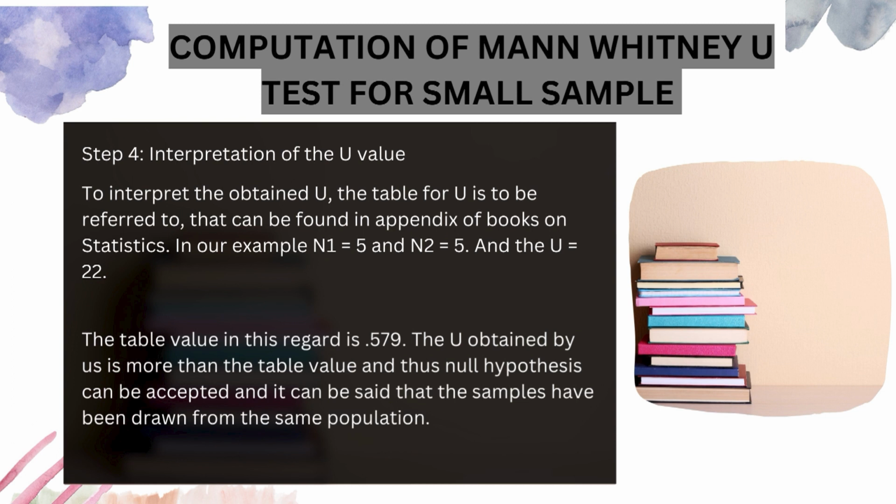0.579, and the U obtained by us is more than the table value, and thus the null hypothesis can be accepted, and it can be said that the samples have been drawn from the same population. So, this is the decision we have taken based on the value we have obtained. This is the finding of this particular example.